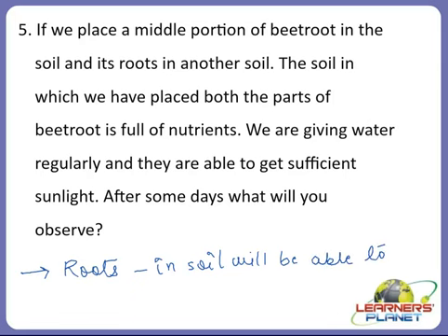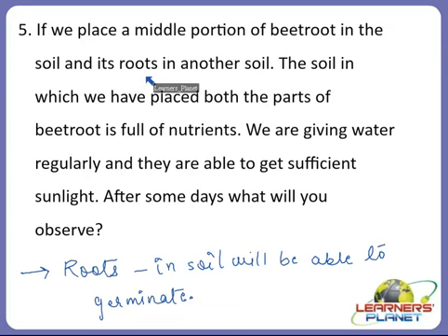Now how is this possible, children? As we discussed, some plants are able to grow only by their roots, right? So beetroot is such a plant whose roots can grow into a new plant. If we place a middle portion of beetroot, after some days we can see that it will get rotten, right? Because they do not have any root with them. So they will not be able to germinate.